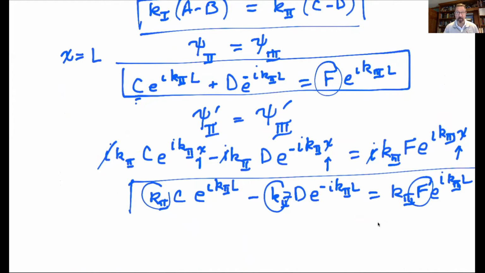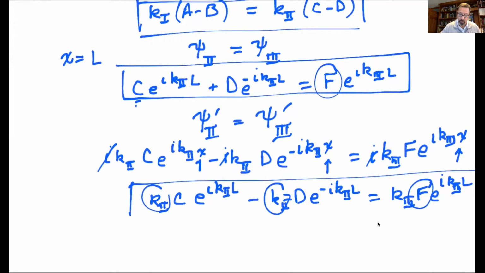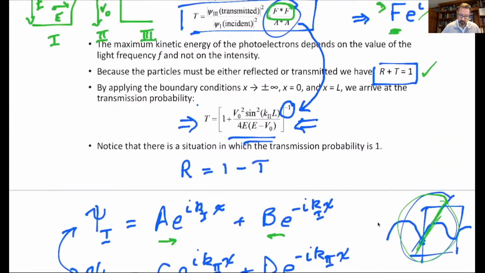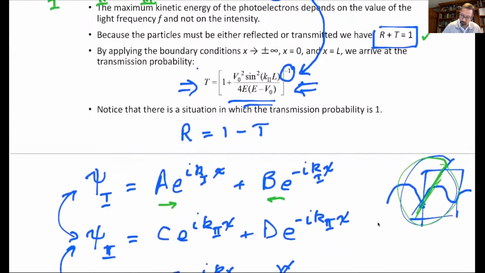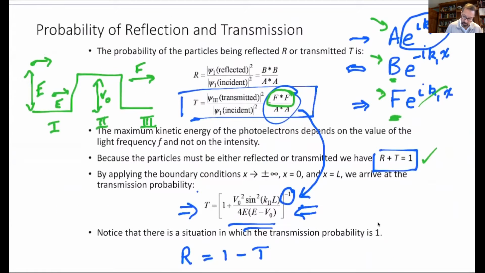And if you have F and A left, you can figure out what the transmission coefficient is, because it's F squared over A squared. And so for 5 points on classwork, I challenge you all to prove that what you get is this equation right here. If you don't want to do it, that's fine. You'll see it again in quantum mechanics class.